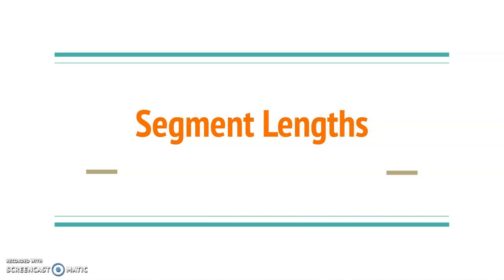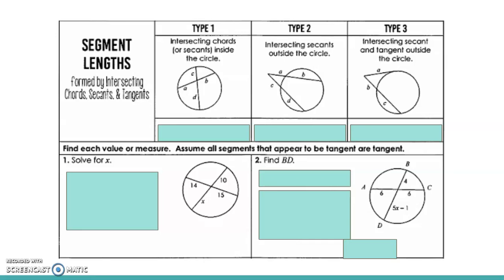We're now going to look at segment lengths within a circle instead of looking at those angle measures. When we have our segment lengths, we're talking about the segments that are formed from those different types of intersections that we looked at for our angles. So we have those interior intersections and we have our exterior intersections. We have three different types of intersections that we're looking at, and each has its own specific way of finding different side measures.